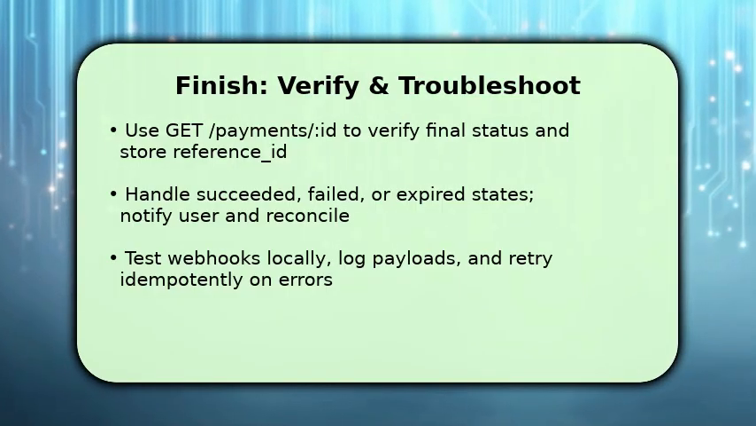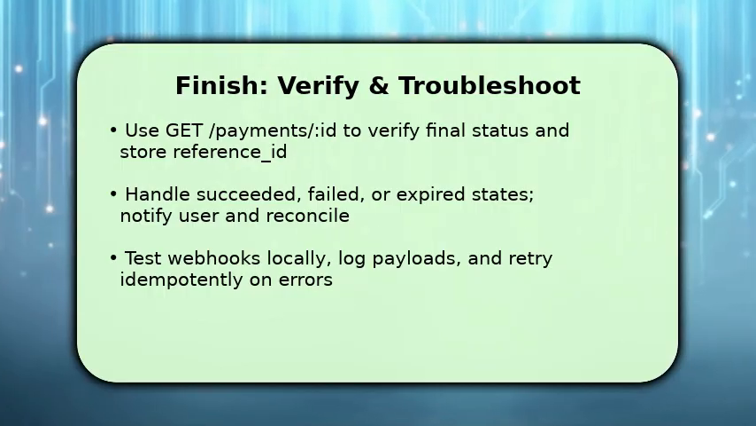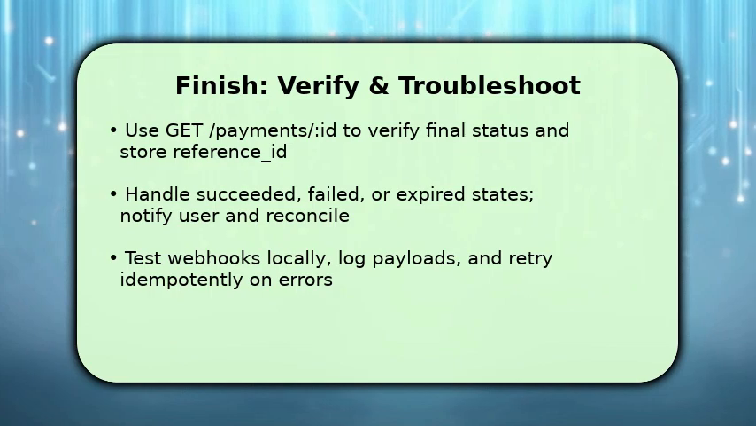If something goes wrong, check logs, replay webhook payloads, and use idempotency keys for safe retries. That one troubleshooting step prevents double charges and confusion.